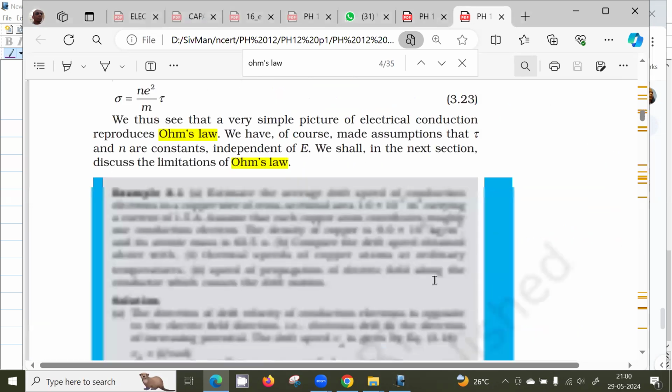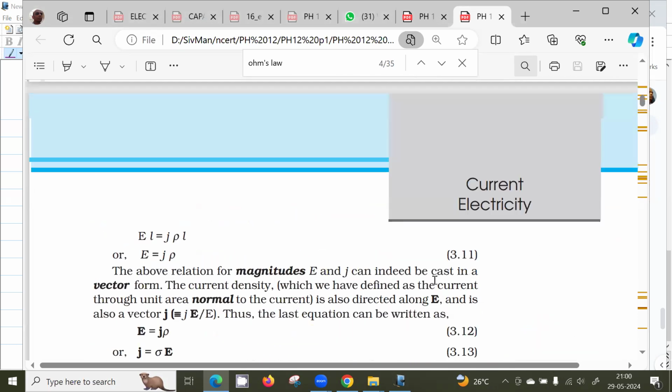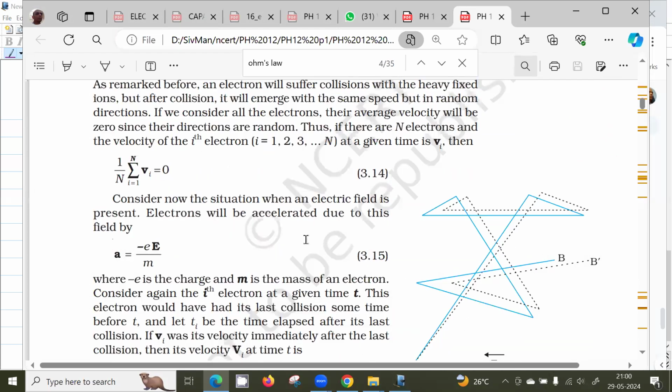Yeah, I think I set up the Ohm's law. So Ohm's law means, I shall set up the drift. Okay, it's up to 3.5.